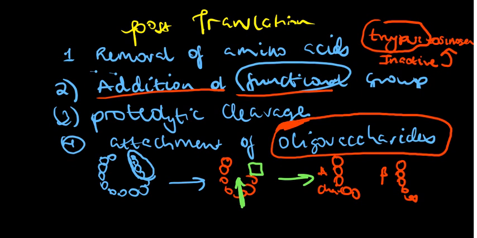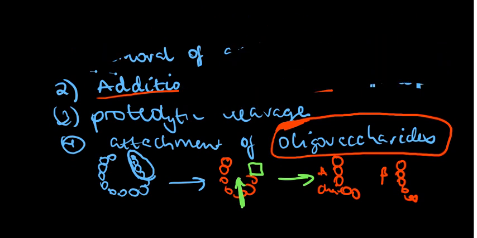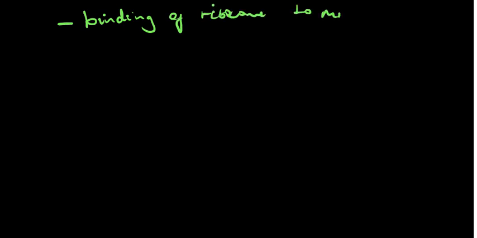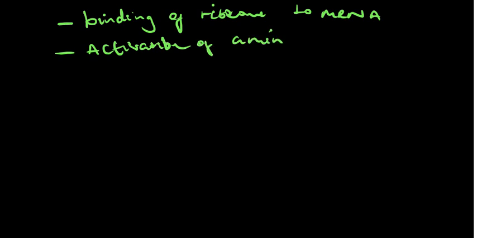Alright, so this is the end of translation. Let me just give an overview summary of everything we have been talking about. The first thing that you have to note is binding of ribosome to mRNA. The next thing that you note is that the amino acid has to be activated. So, activation of amino acid. And you know that during this process, even the tRNA is going to be activated.